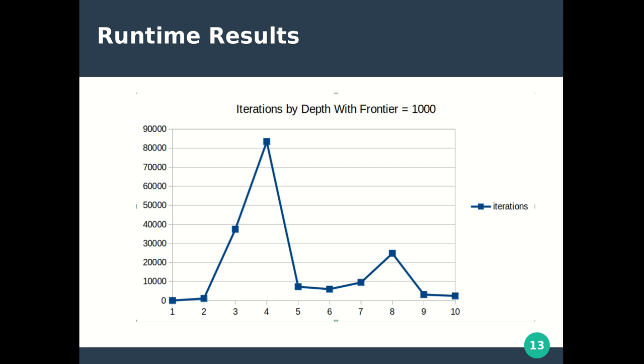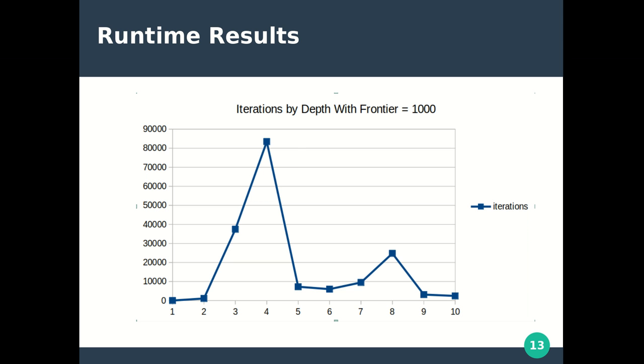In the runtime, while these graphs are just showing the iterations, what I found is that this also corresponds to memory utilization and CPU. So this same spike would be in those graphs. With a frontier of 1,000, you can see that when the search depth was 4, it was doing about 85,000 iterations, and then above that it dropped precipitously and then had a little peak again and dropped off.